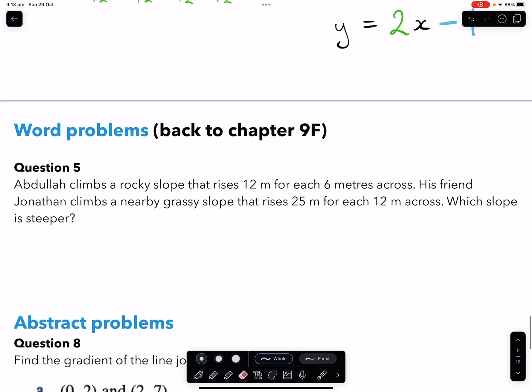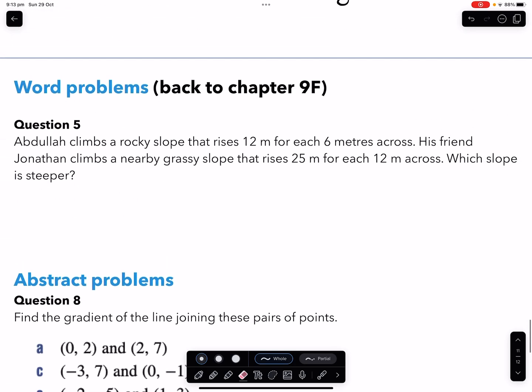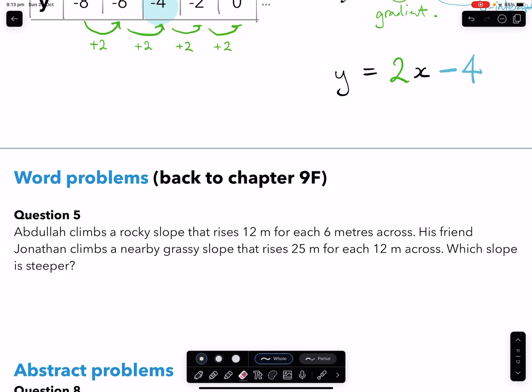Some word problems. Abdullah climbs a rocky slope that rises 12 meters for each 6 meters across. His friend Jonathan climbs a nearby grassy slope that rises 25 meters for each 12 meters across. Which slope is steeper?